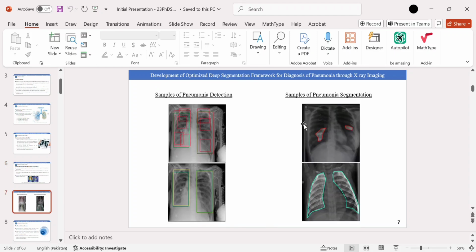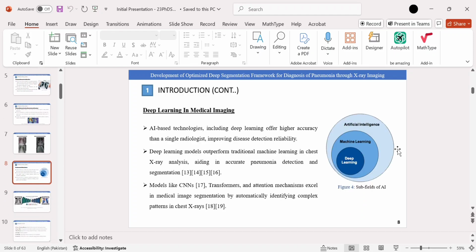This is a sample of pneumonia detection and pneumonia segmentation. In pneumonia detection, there is a bounding box that contains unnecessary information as well. In pneumonia segmentation, there is a boundary based outline that contains the precise delineation.